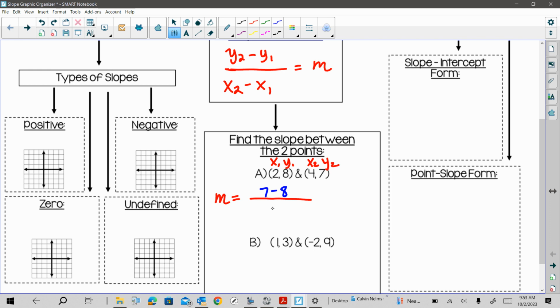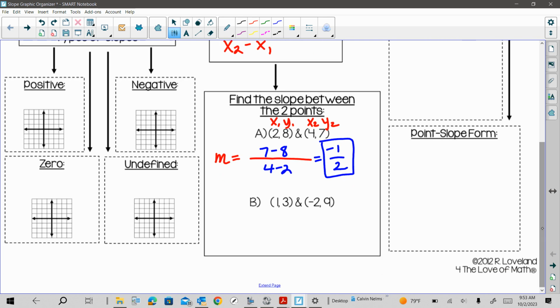And then what values are going to go on the bottom for x2 minus x1? 4 minus 2. Then we're just going to do the operation. On the top, 7 minus 8 leaves you with a negative 1. 4 minus 2 is 2. So our slope, this is the simplified answer, is just negative 1/2. Okay? All right, so do the B.